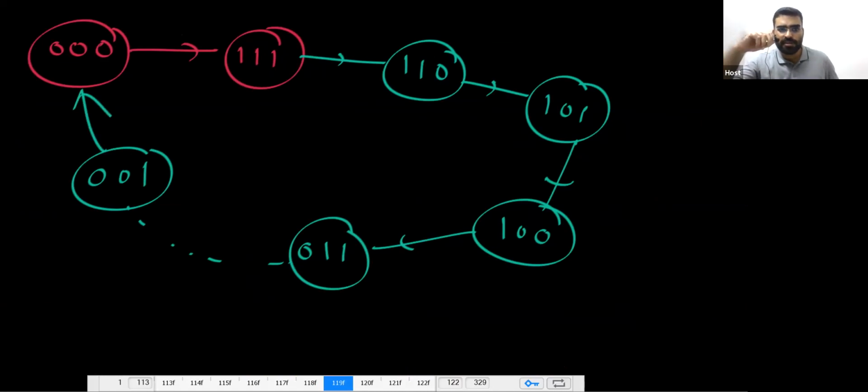This will happen. Did you get it? This is your binary down counter. This is your timing diagram. And this is how you can do it. Okay, very simple. Now, one more very interesting thing.